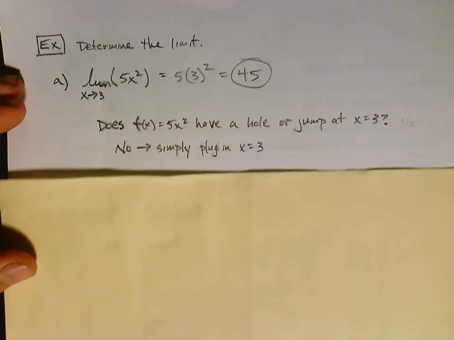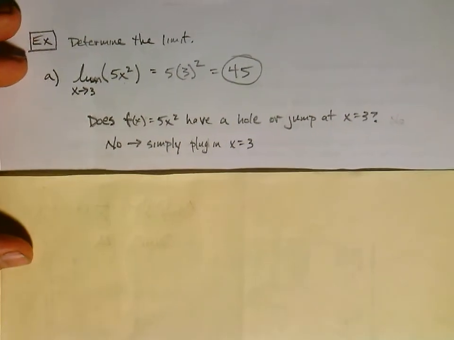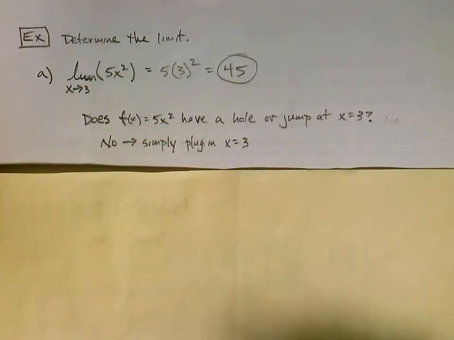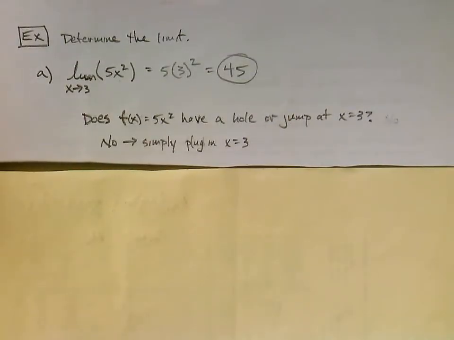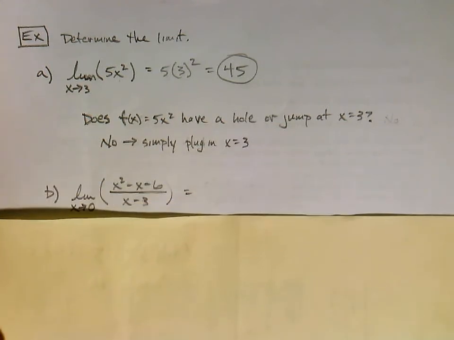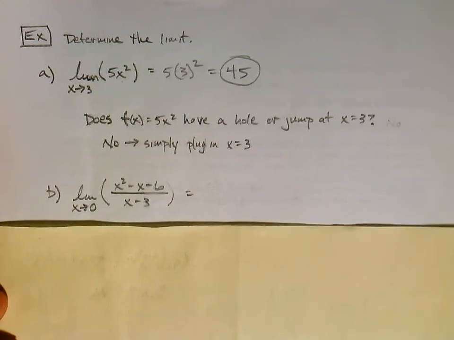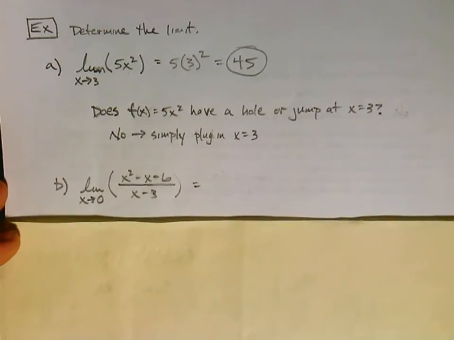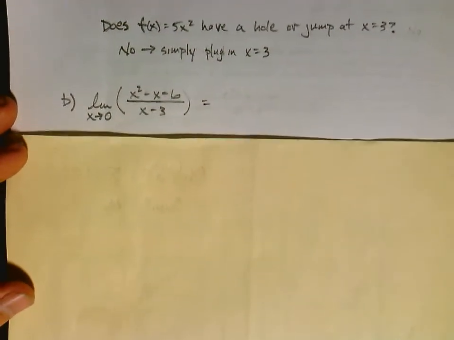And then I've got a note here, kind of the thinking, I put it on paper. Does f of x equals 5x squared have a hole or a jump at x equals 3? If not, we can simply plug 3 in. Okay, fantastic. Well, what do you think we're going to do next? We're getting there anyway. All right.